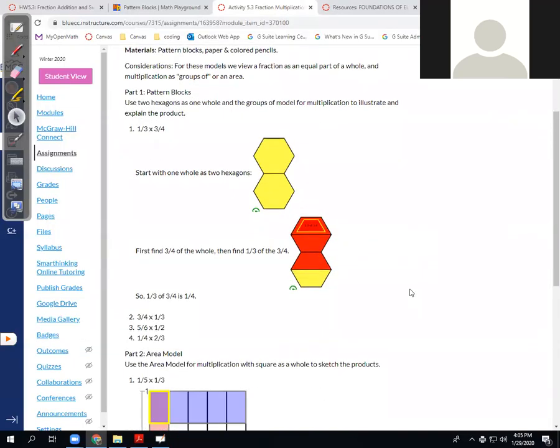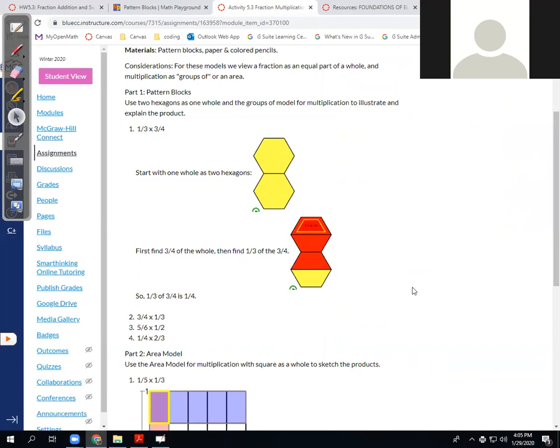All right. So like the last activity we did, I do the first example for you. So let's just walk through that together. For the pattern blocks, part 1, we're going to let two hexagons be one whole. So we have a new definition of a whole. Can we do that? Yep, we can. Just like with the color rods, we can pick which color gets to be a whole. We can do the same thing with pattern blocks. So 2 hexagons is a whole.